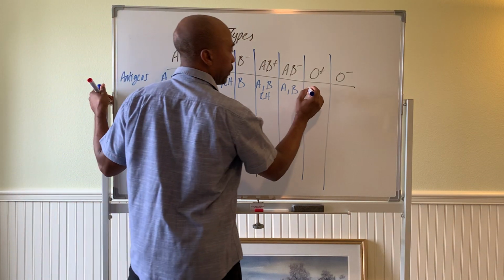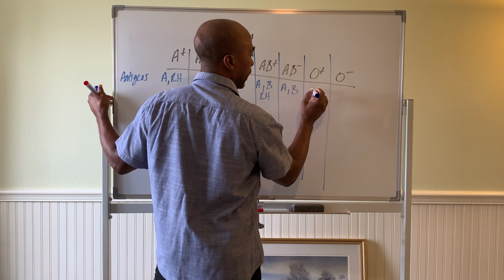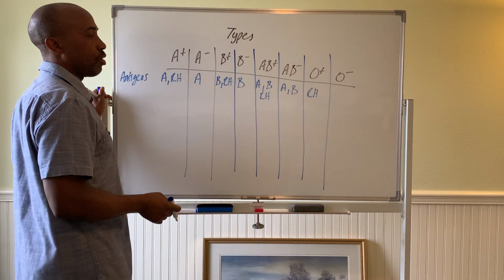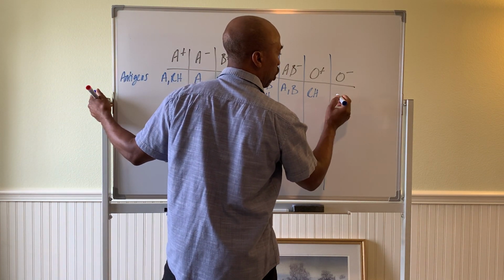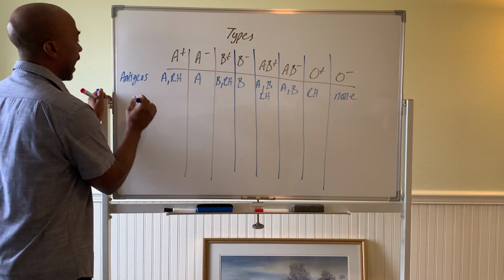O positive, O means no A, no B, and the RH for the positive part. And your O negative means nothing is there. No A, no B, no RH. That's none. All right, so that's the antigens.